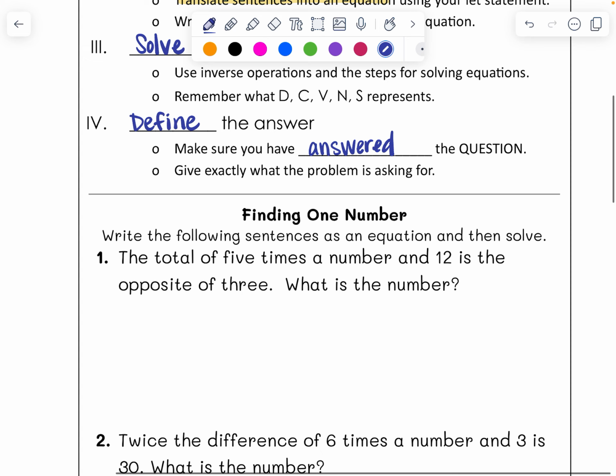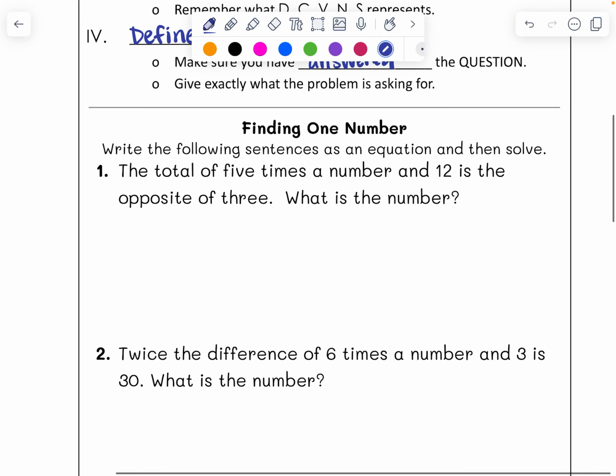So first we're going to talk about missing quantities. We're going to be finding a number. So the directions are write the following sentences as an equation and then solve. We did translate these phrases into expressions. Now we're going to be translating them into an equation and solving. So number 1, the total of 5 times a number and 12 is the opposite of 3.